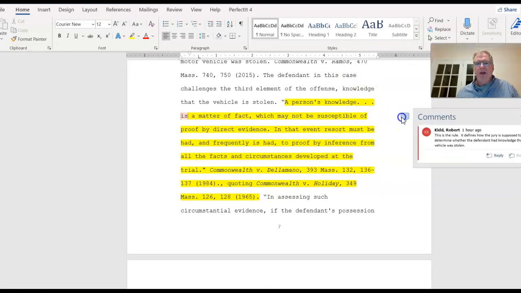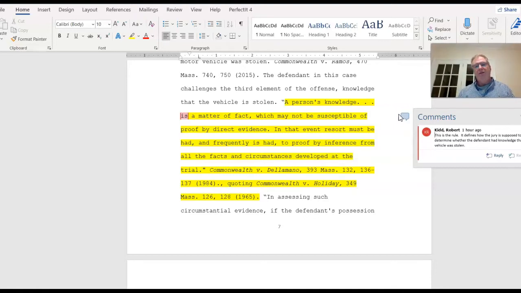As I said, the yellow is where I stated the rule. The issue has already been stated up there in the issues part. The rule is that a person's knowledge is a matter of fact, which may not be susceptible of proof by direct evidence. In that event, resort must be had, and frequently is had, to proof by inference from all of the facts and circumstances developed at the trial.